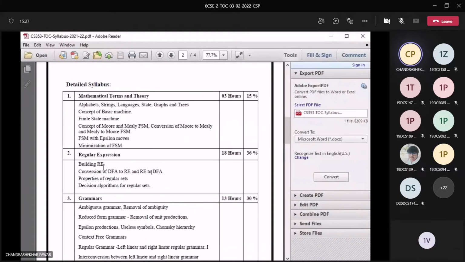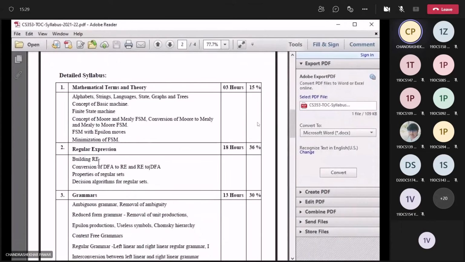That is what is RE, how to build the RE, that is a regular expression, how to convert DFA to the RE or RE to the DFA. Okay, properties of regular set. All these things are covered by the parts itself.